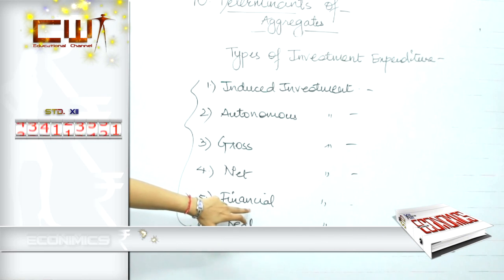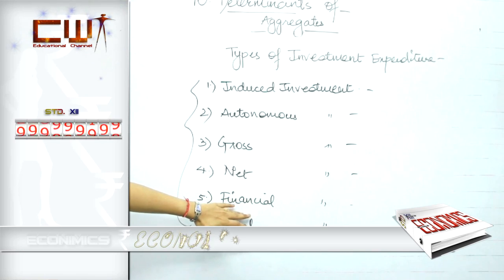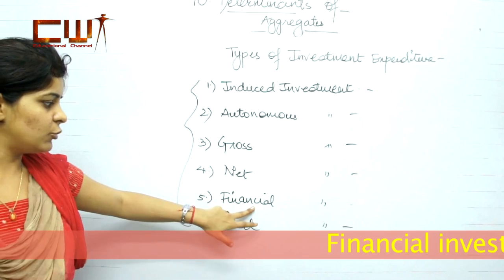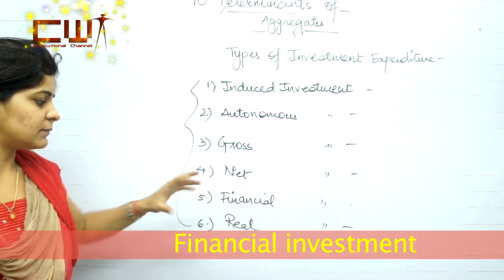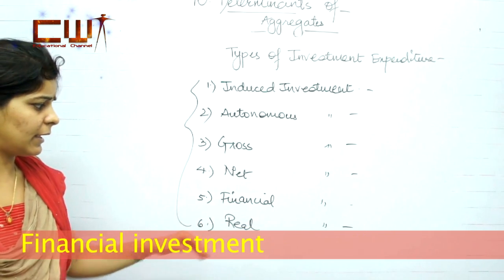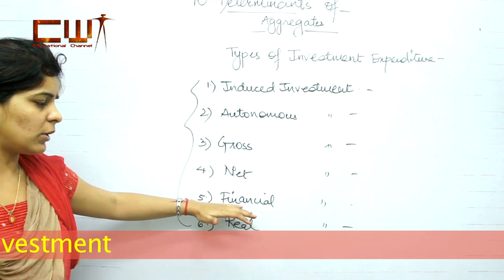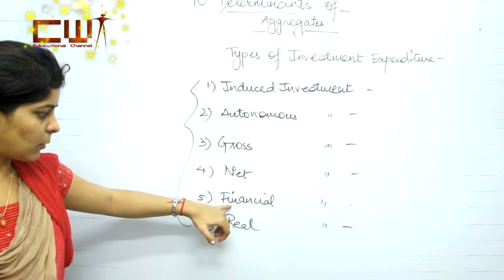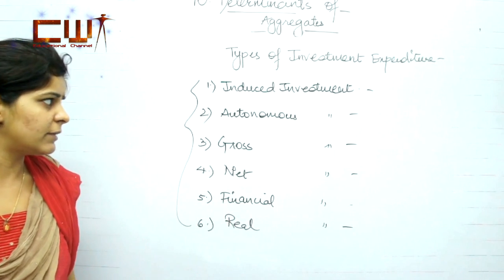When you talk of financial investment, it is the investment expenditure made for the purchase of shares, bonds, securities in the country during the year, right? In money terms. You will see how much money is put in and taken out of the shares, securities, debentures. That investment in the form of money is known as financial investment.